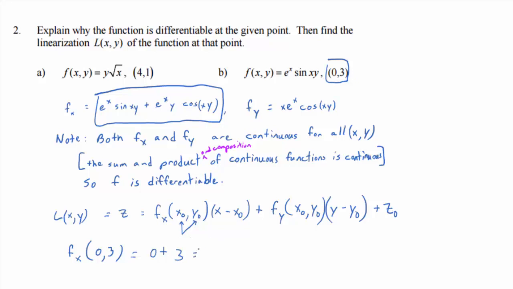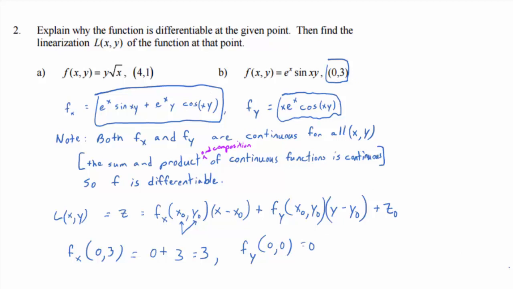Okay. So just 3. And then the partial with respect to y evaluated at 0, 3. That'll be easier. Just focus your eyes on this guy. What is that going to be? 0. So x is 0. You plug 0 in there. Yep, you get 0.